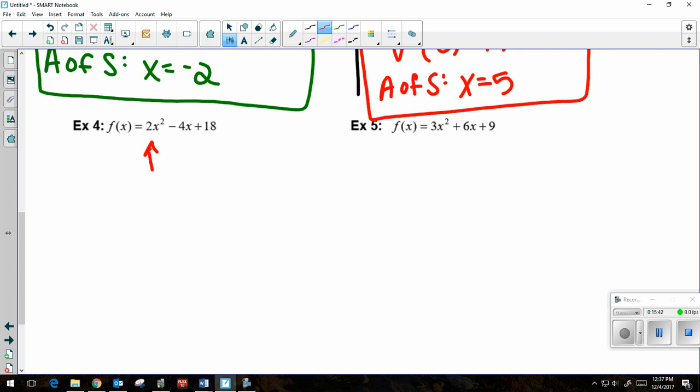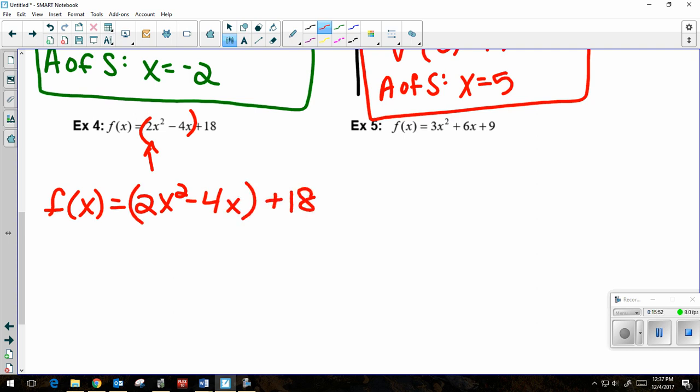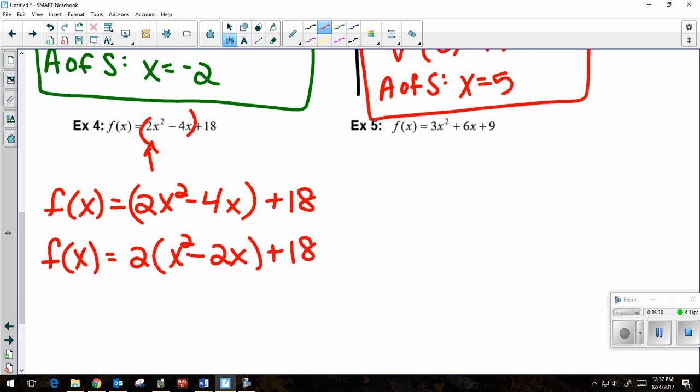So the first thing I want to do is talk about these two pieces. So I'm going to rewrite this with the parentheses there, because we always put the blank space inside the parentheses. But before I do that, I'm going to factor out that number in front. So if you notice, there's a 2 in front. So I'm going to take out a 2. So 2 parentheses x squared minus 2x plus 18. And now if you were to distribute that 2 back, you would end up with the original. And that's what we want to do. We don't want to change it. We just want to alter the way it looks for a minute.